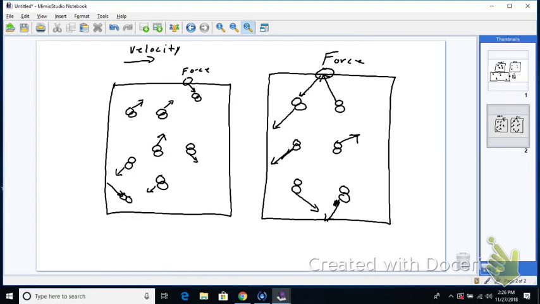So does anybody know what the term is where we take force over area? Does anybody have a term? What does that start with? P?